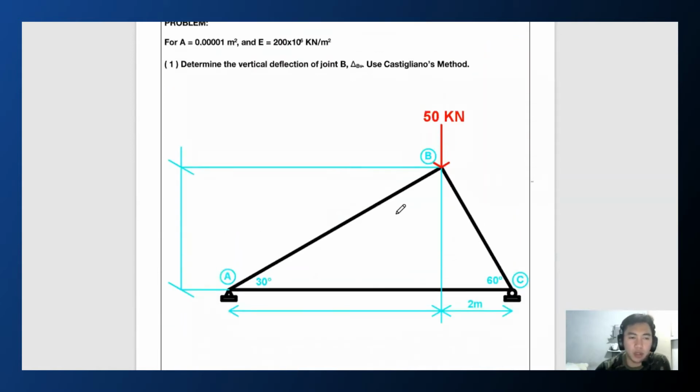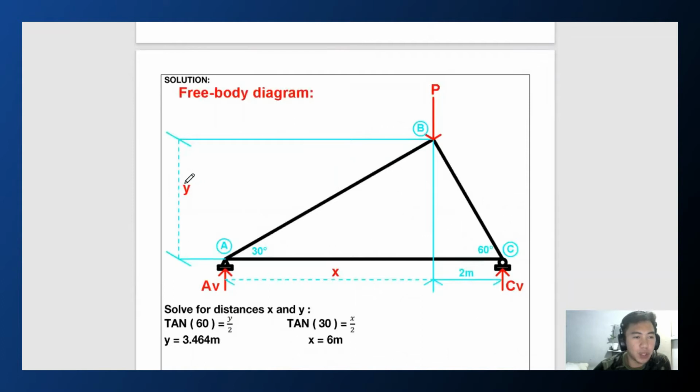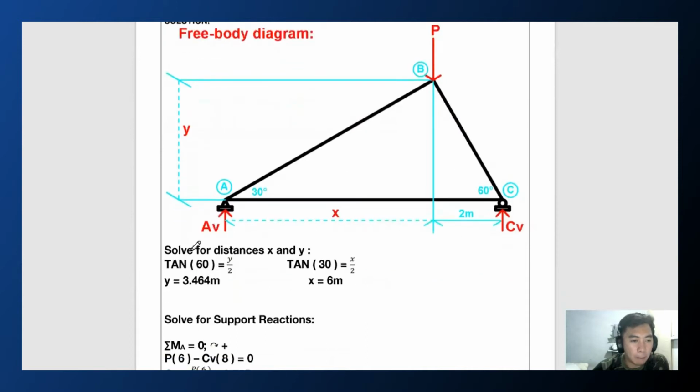First, we are going to draw a free body diagram. In drawing it, we would like to know the values of y and x so we can solve for the two supports. We would use trigonometry. Solving for the distances x and y, tan 60 equals y over 2, so y is 3.464 meters, while tan 30 equals x over 2, so x is 6 meters.